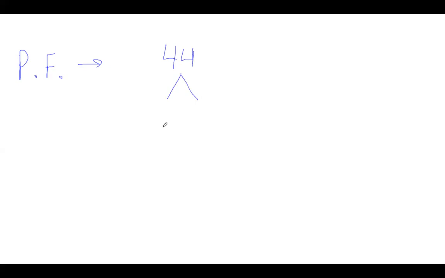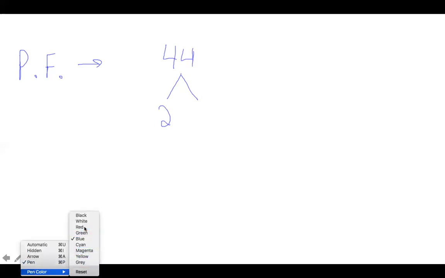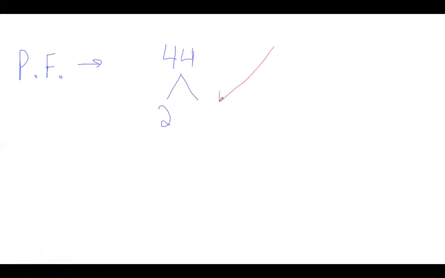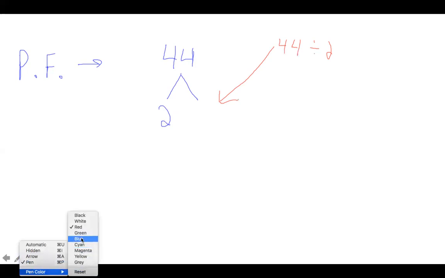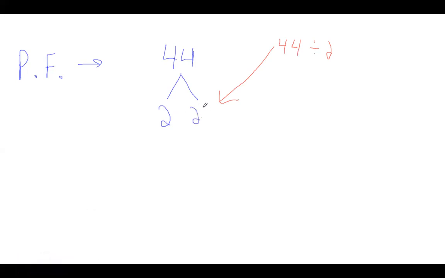So we ask ourselves, what's a number, any number, that goes into 44? We know that 44 is an even number, right? So we know that 2 goes into it. And to find that second number, if you recall, we say 44 divided by 2. What would be 44 divided by 2? 22.